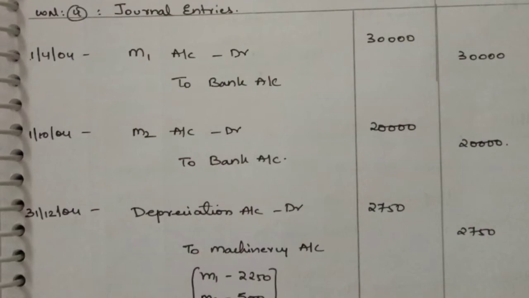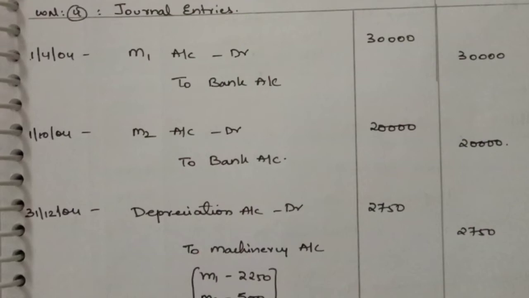Okay, while preparing the machinery account, machinery is on the debit side. After combining all this, you can take the balances in the ledger. So first try to understand these journal entries. On 1st October 2004, what is happening in the line diagram? Machinery 2 is coming in. So what would be the next entry? Machinery 2 account debit to bank account 20,000.